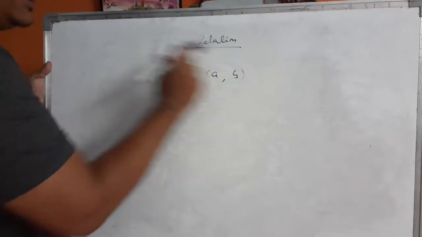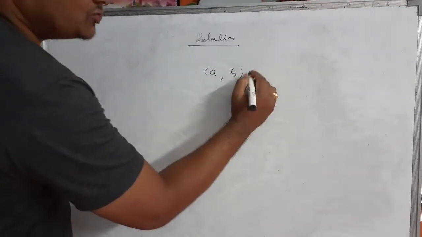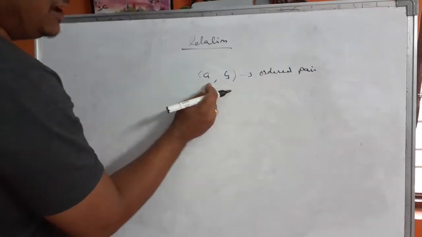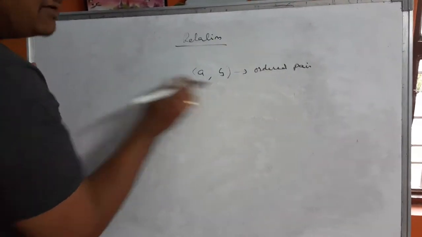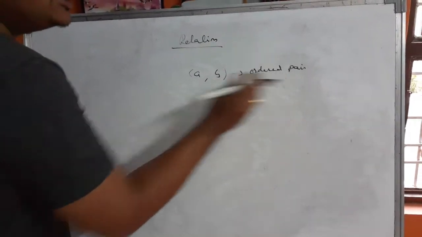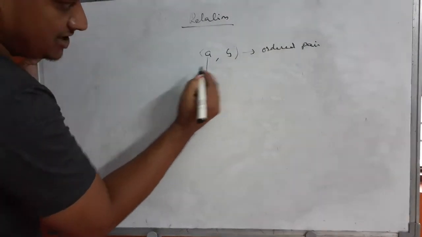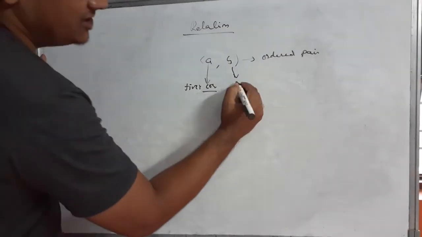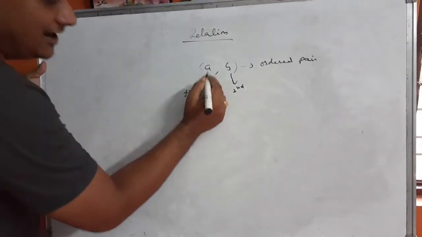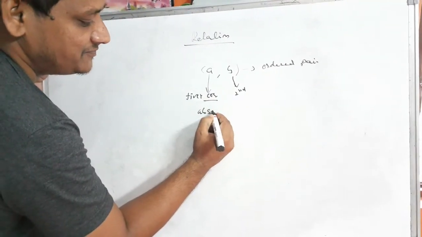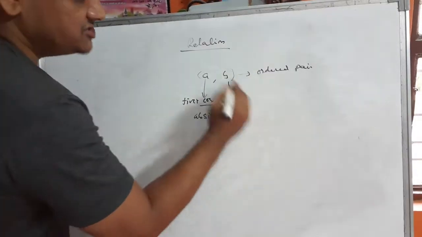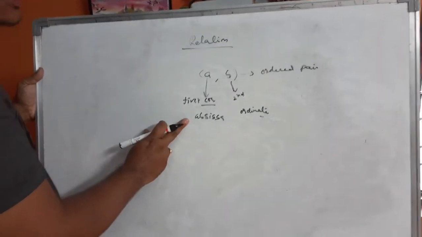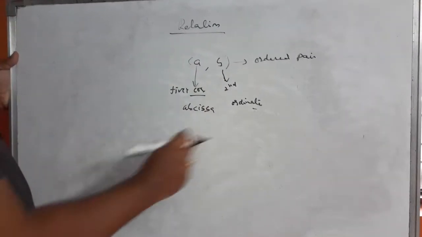This particular element is known as the ordered pair. Ordered pair means it is a pair. a comma b are the two numbers and it has a specific order. Then it is known as the ordered pair. Here a is known as the first coordinate, also known as the abscissa, and b is known as the second coordinate, also known as the ordinate.